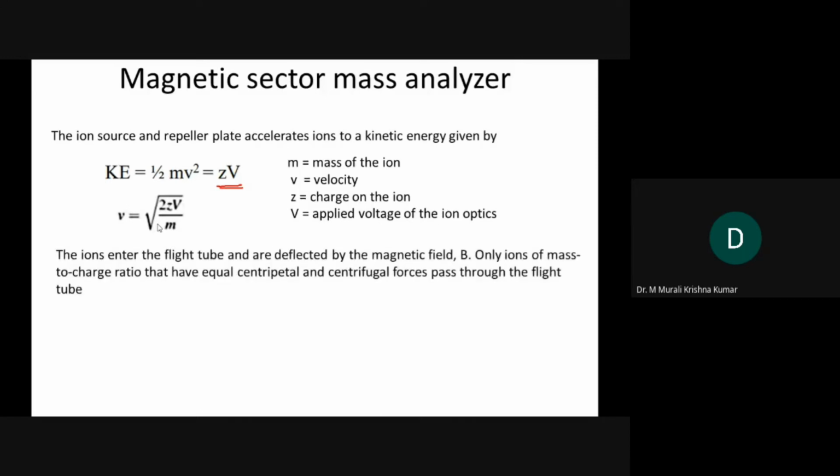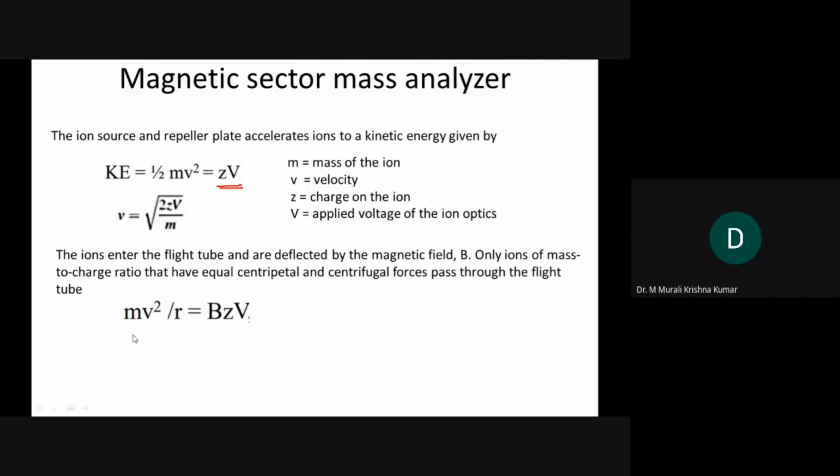Now the ion will enter into the flight tube. We call it a flight tube because there is a vacuum and the ions are allowed to move freely. When they are deflected by magnetic field B, only ions of the same mass to charge ratio shall have equal centripetal and centrifugal forces. Ions of the same molecular weight will obviously face the same centrifugal and centripetal forces.